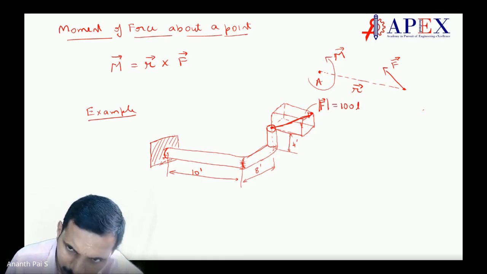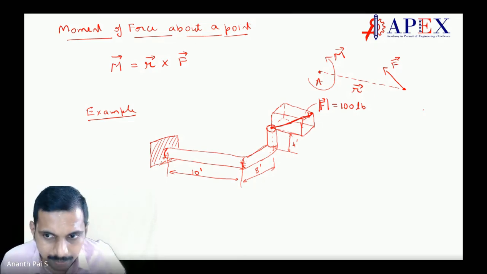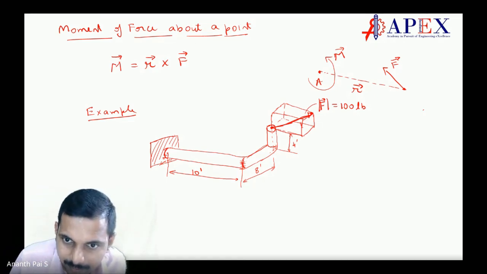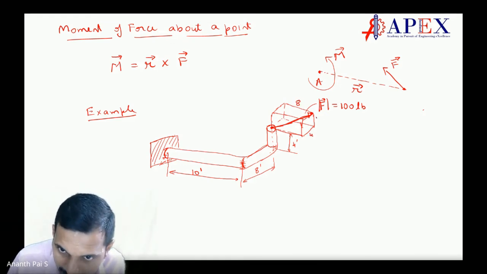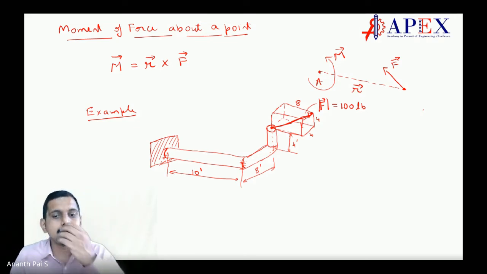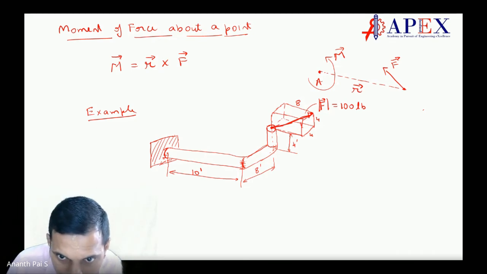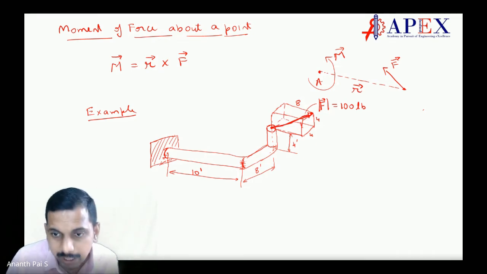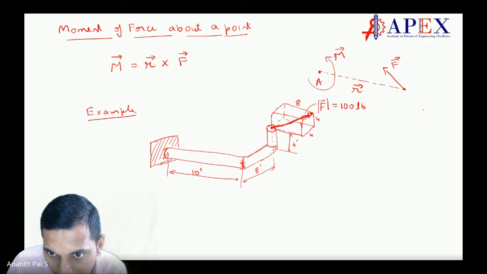Which has a magnitude of 100 pound. These Englishmen are very stupid people. They say pound even today. So let us say this is 8, this is 4, and this is 4. We are not taking feet, it is 4, 4, 4. Along that, a force of 100 pound is acting. The magnitude of this force is 100 pound.